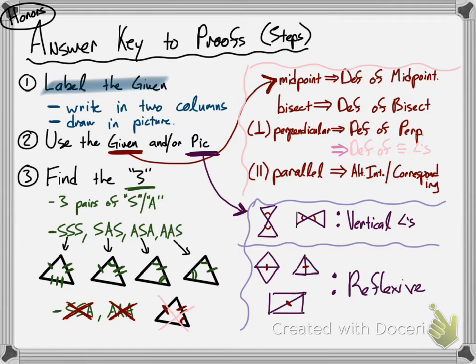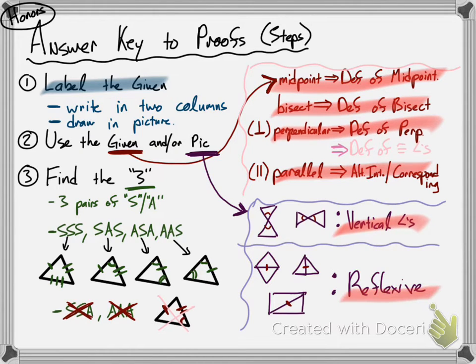And we will write that in our 2 columns. And we'll also make any marks in our picture. Draw anything that we need to include in our picture there. The second part is where we gather our evidence. We use the given and the picture. Now, there's a lot of terms from chapter 1 that we will be using, and even chapter 3. So we'll talk more about those as we come across them.